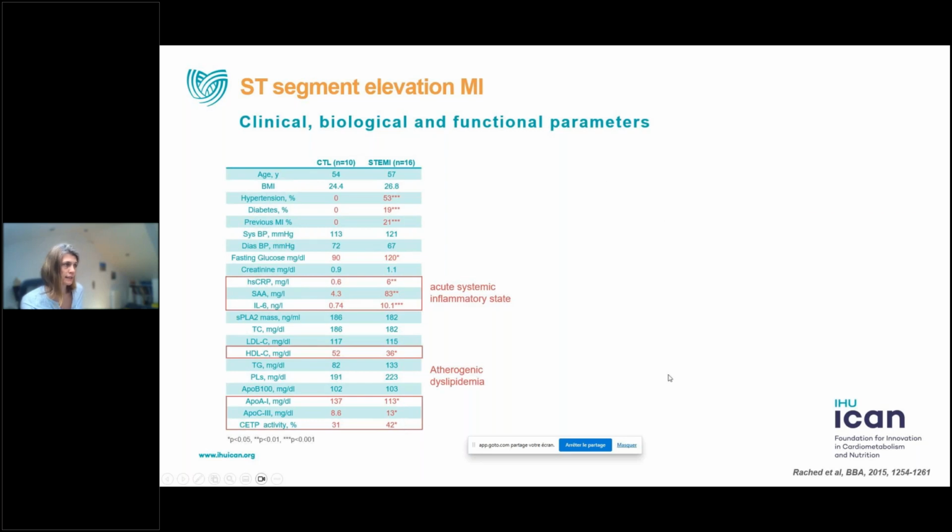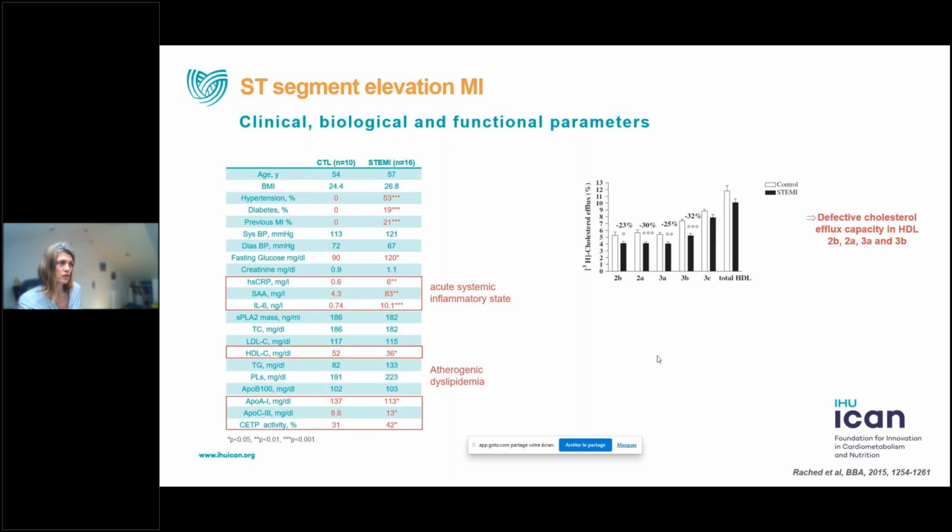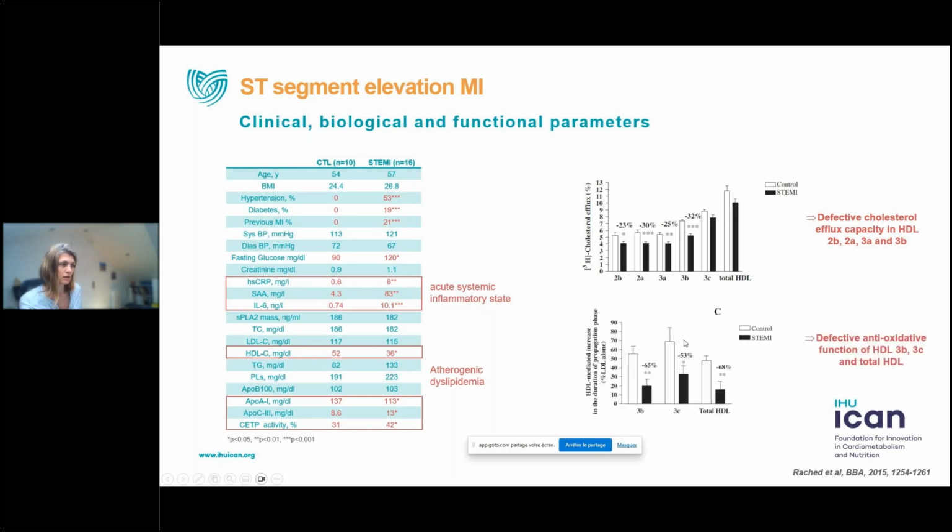When we looked at the functionality of these HDL subpopulations, we saw, as previously published, that 4 out of 5 HDL subpopulations presented a defective cholesterol efflux capacity. And on the antioxidative side, the HDL3B and 3C also presented defective functions. So therefore, we decided to look at the molecular determinants of this dysfunction, looking at the lipidome of this HDL.